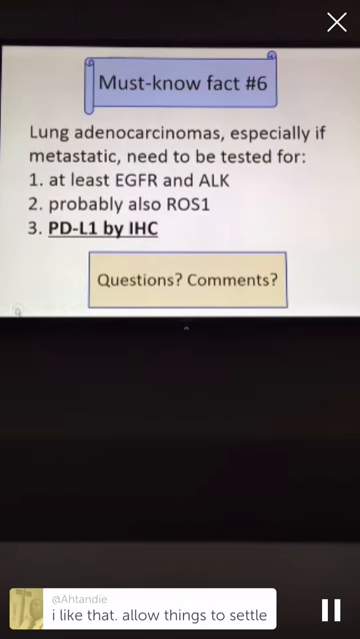Chuck, any comments about this? It's coming to cytology soon too, I'm sure, but not yet. Well, there are many high-end cytology practices that are already doing this.